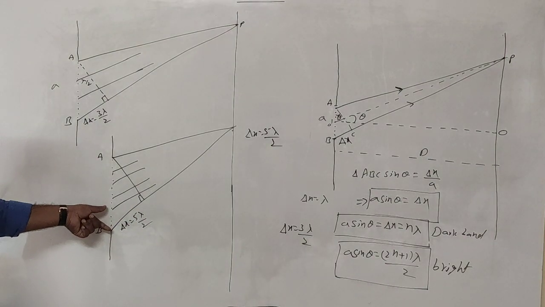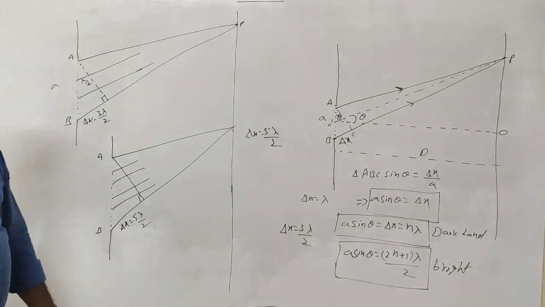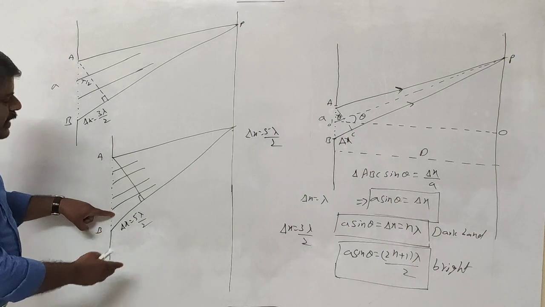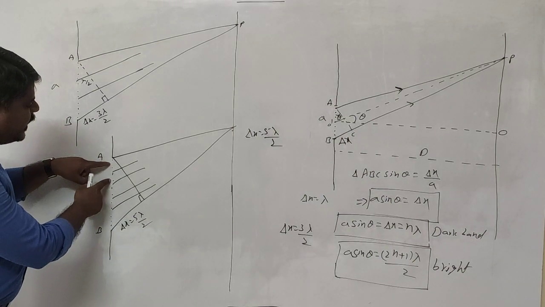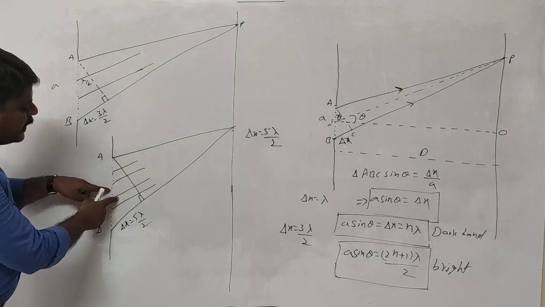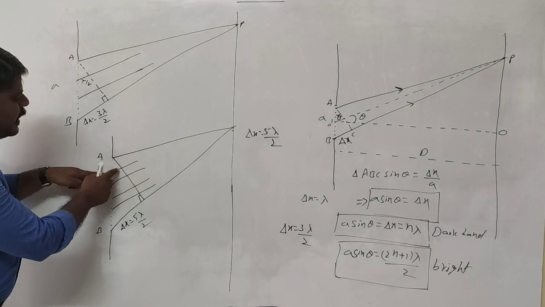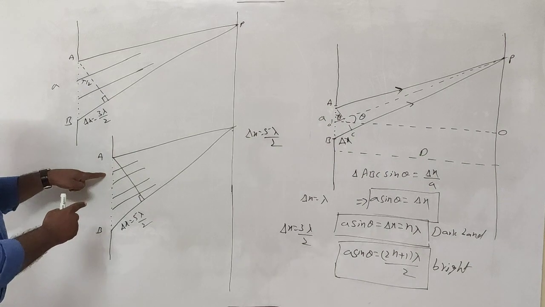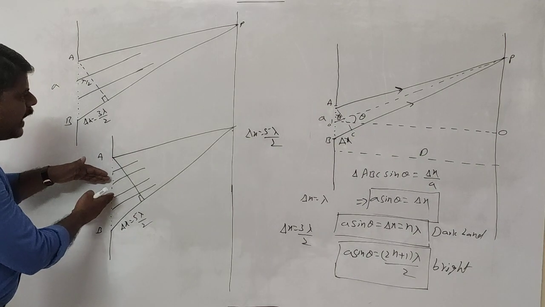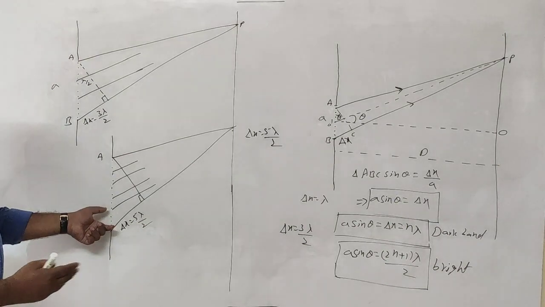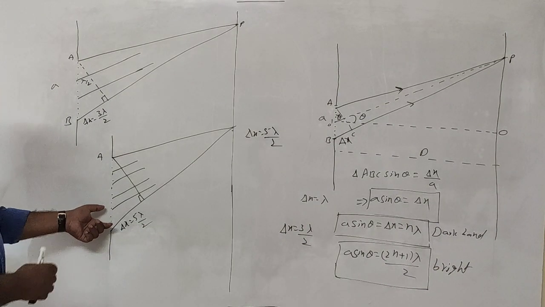That's why this band is going to reach the point P, because for this patch there is no other patch to superimpose. For this one, these sources are there to superimpose. For this one, this source is there to superimpose. The path difference between these two is lambda by 2. The path difference between these two is also lambda by 2. So these 4 bands are going to interact and produce a dark band. But for the 5th band, there is no possibility to get the interference.